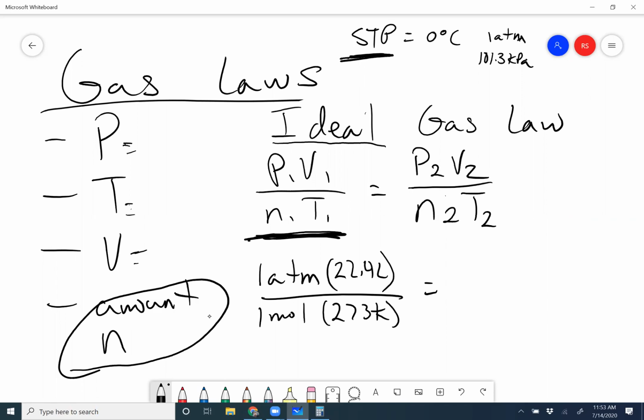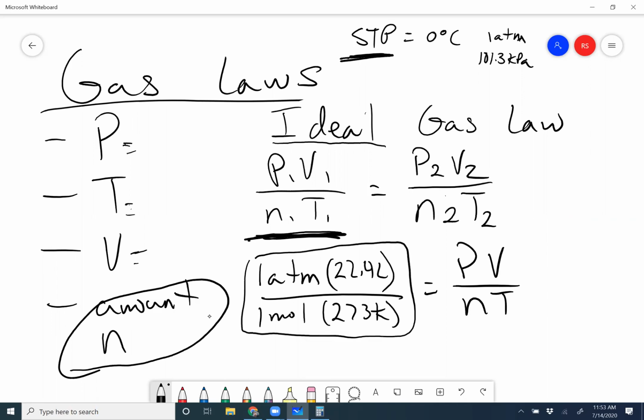So now, instead of pressure 1, volume 1, amount 1, temperature 1 equals pressure 2, volume 2, amount 2, temperature 2, this condition is the same for all gases all the time. And because this number doesn't change, it is a constant. And they gave it the constant R. And now it's just 22.4 divided by 273, or 0.0821 atmospheres, liters, Kelvin, moles.